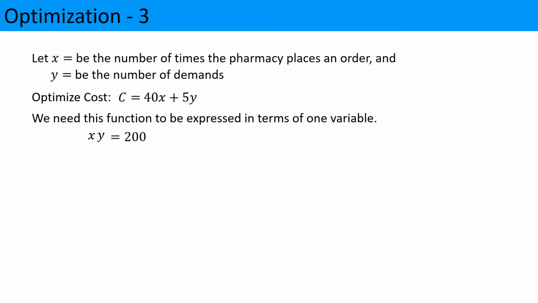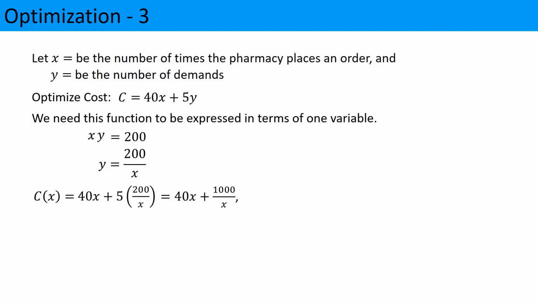We'll solve for Y by dividing by X on both sides, and we get Y equals 200 divided by X. Now we can express the cost as a function of only one variable. I choose X by substituting Y with 200 divided by X. We get C of X equals 40X plus 5 times the quantity 200 divided by X. Let's multiply together the 5 and 200, and we'll get 40X plus 1,000 over X.